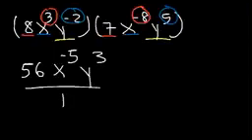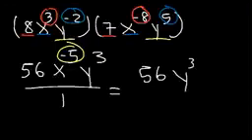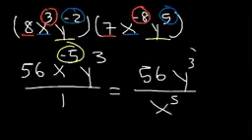Notice that we have a negative exponent, and we need to make it positive. Therefore, we need to move x from the top to the bottom. So the answer is going to be 56y cubed divided by x to the 5th.